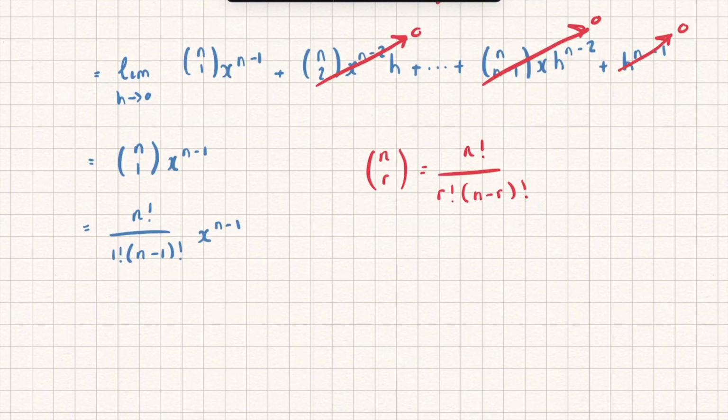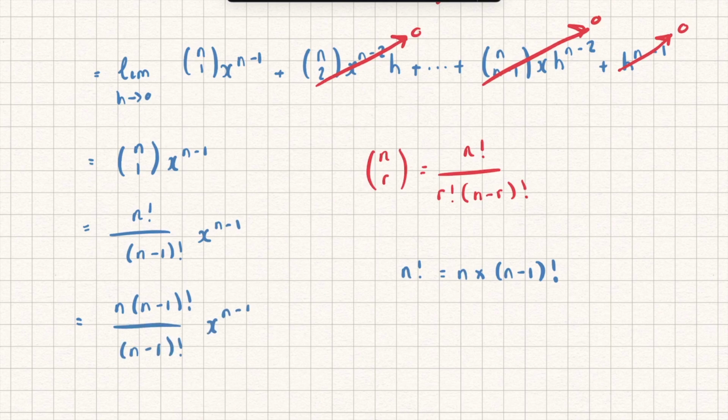Well, how is this going to neaten up? Well, 1 factorial is just 1, so we can get rid of that. And if we wanted to, we could write the numerator n factorial as n multiplied by n minus 1 multiplied by n minus 2 all the way down to 1. And so we could write it as n multiplied by n minus 1 factorial. So let's do that. So we've now got n times n minus 1 factorial over n minus 1 factorial times x to the power of n minus 1.